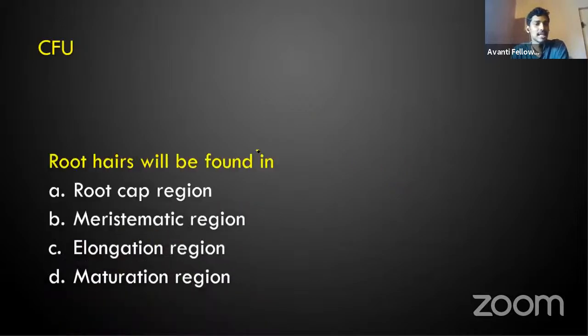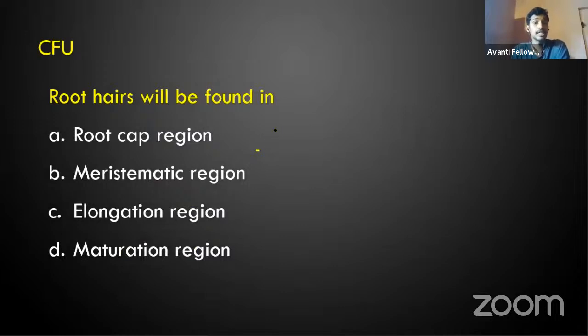So our question is there. The question is simple: root hairs will be found in root cap, meristematic zone, elongation zone, and maturation zone. Sorry, this question is too easy. I'm just launching the poll. You guys answer quickly. I don't think anybody will answer wrong, but somebody has already given a wrong answer. I haven't checked this question, so that's why it becomes so easy. No problem, we have some other questions.